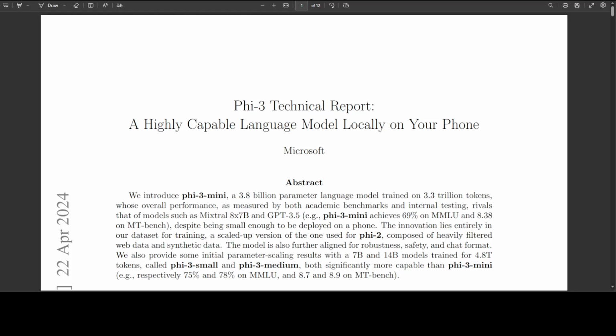Anyway, I really can't wait for this model to get released. And as soon as it is out, I will be installing it locally and we will be playing around with it. And of course, we will be testing it out on various benchmarks.